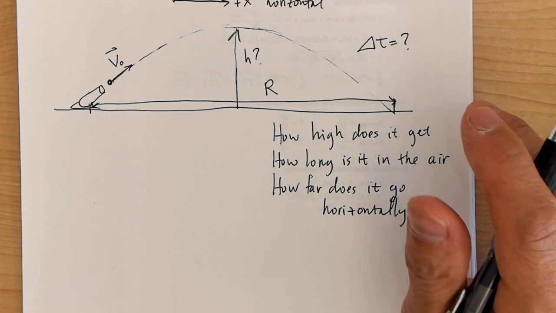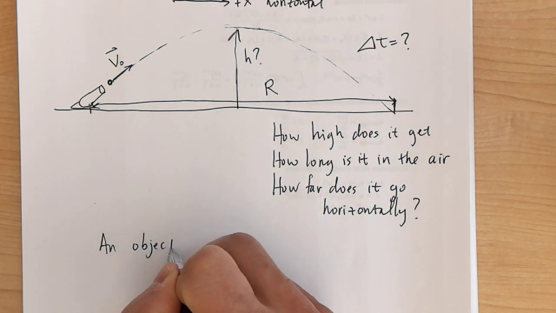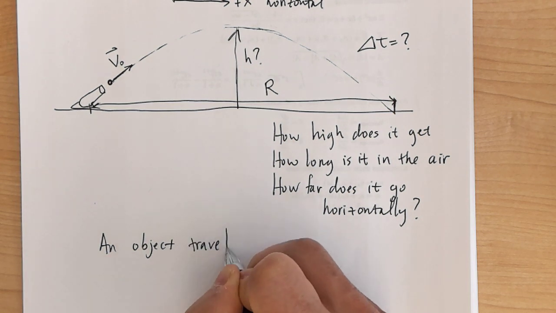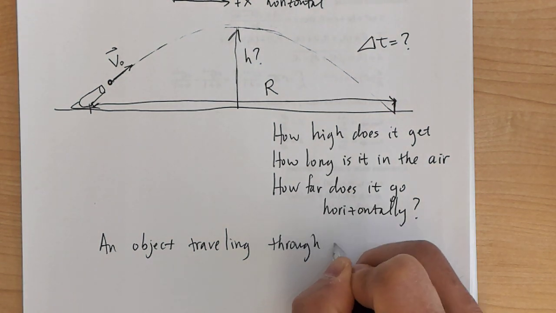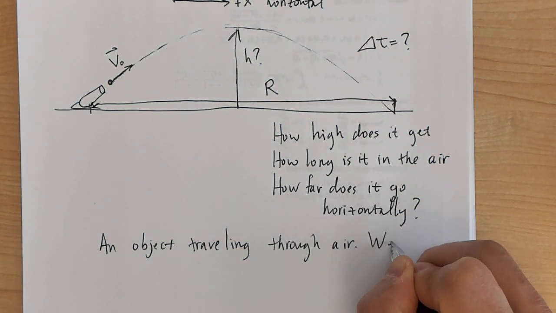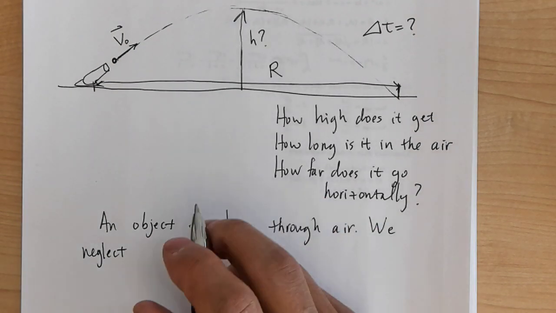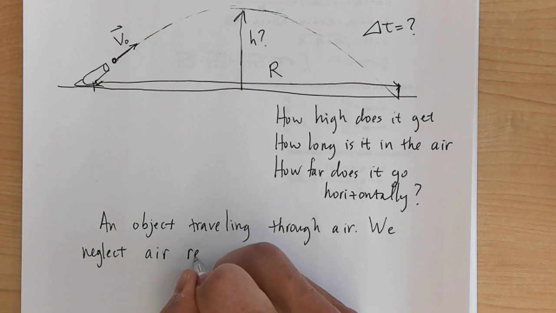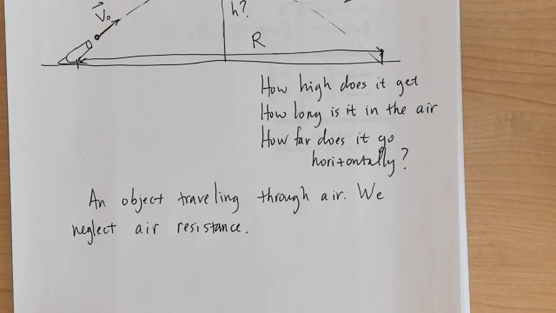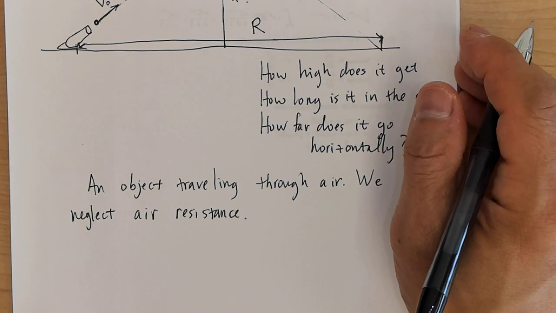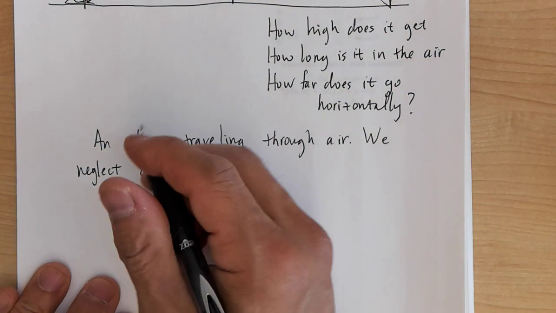Okay, so we're going to think of an object traveling through air. Unless we say we are considering it, we're going to neglect air resistance. If we neglect this air resistance, then the x, or the horizontal direction of motion, is pretty simple.